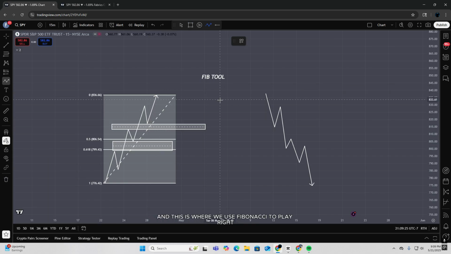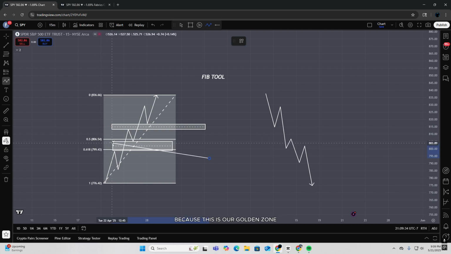And this is where we bring the fib tool into play, right? So we have two of these. Which one are we going to decide? We're going to decide on the 0.5 and the 0.618. Why? Because this is our golden zone area. This is where we expect price to bounce.